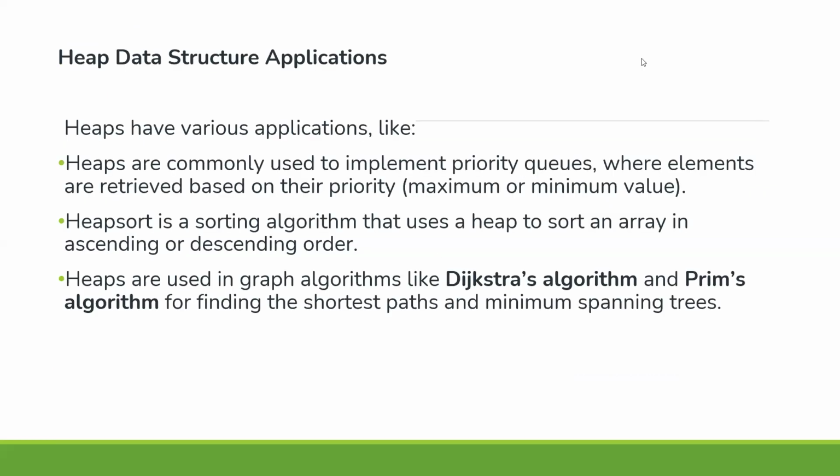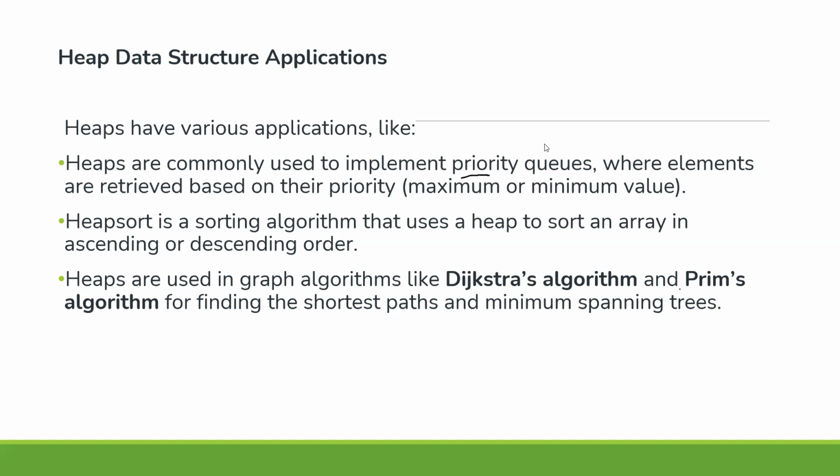Next, heap data structure applications. Where are we going to use them? There are various applications. Heaps are commonly used to implement priority queues, where higher priority elements are retrieved first, based on their priority, maximum or minimum value. Heap sort is a sorting algorithm that uses a heap to sort an array in ascending or descending order. Heaps are also used in graph algorithms like Dijkstra's algorithm and Prim's algorithm. These algorithms we are going to see in the next coming videos.